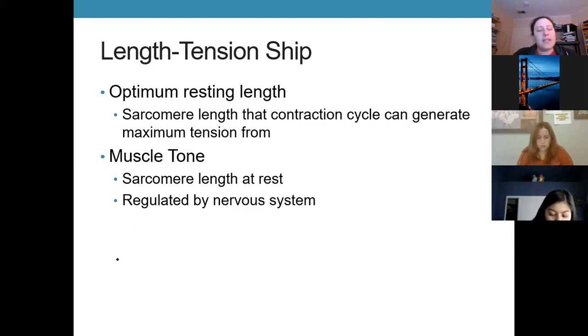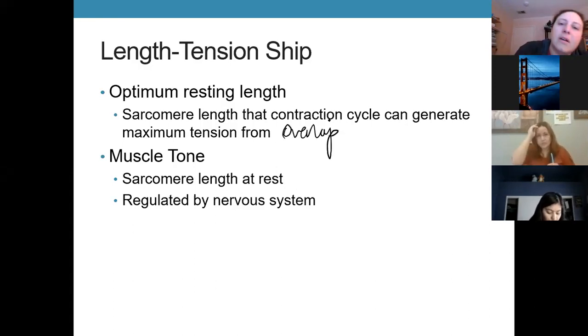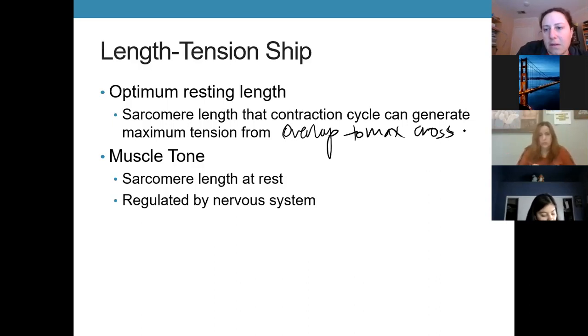So the optimum resting length is the sweet spot where we have enough overlap of the thick and thin filaments to maximize our cross bridging, to maximize the cross bridges without running out of room.